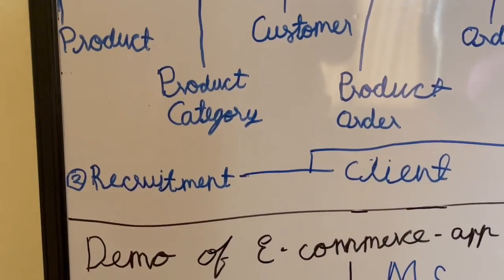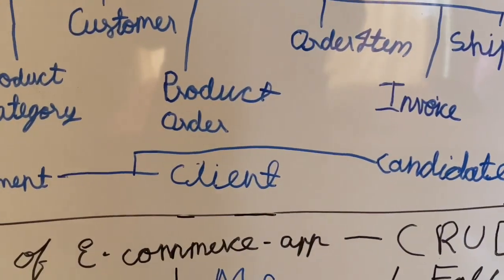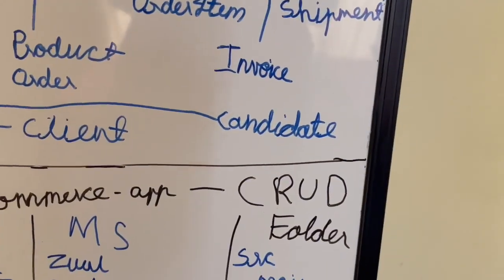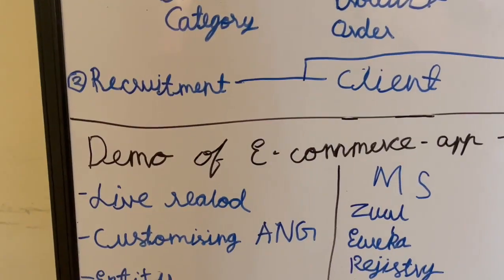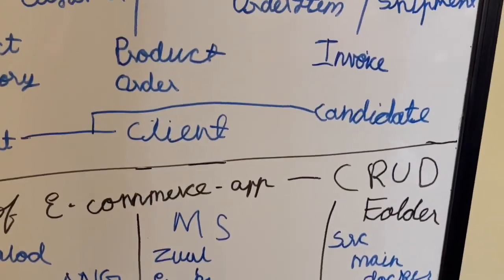Now I'll show my second app which I created, which is recruitment. In that there are two models. First is client, second is candidate. Next we can go for the demo of the e-commerce app.